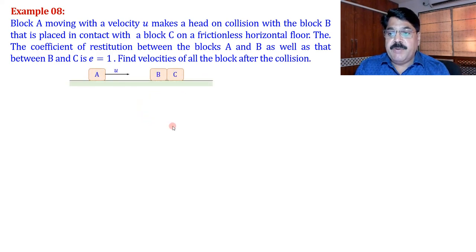Actually, this situation is given. This block collides here with B, and B is in contact with C. So here we can think what kind of collision it is. Whether for the second body we take combined mass. Of course, there is a confusion. Some students think that for this collision we take a combined mass of B and C, but it is not so.